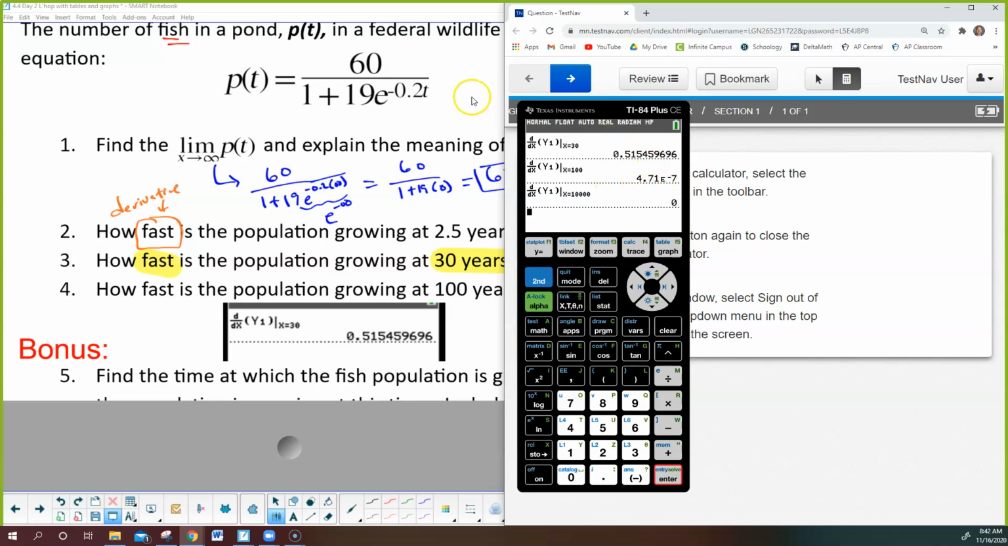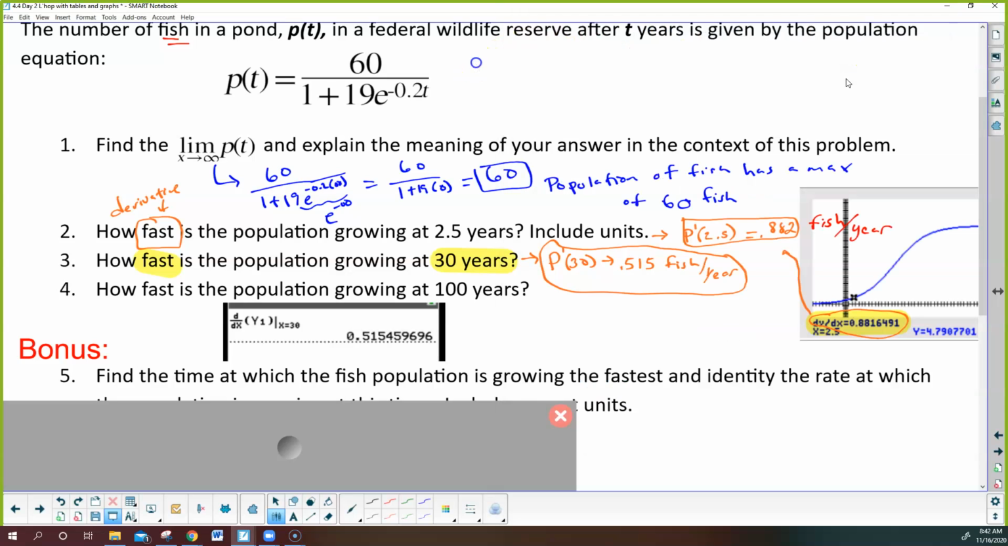Well, does that make sense with our curve? Look at the graph of our curve. As I get further and further to the left, the slopes are going to basically be flat, which means there's no change. The slope is basically zero.